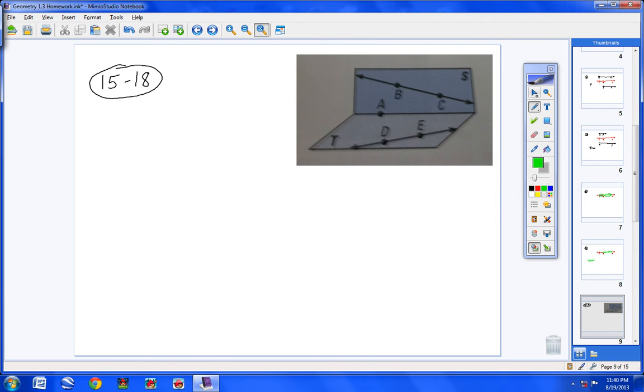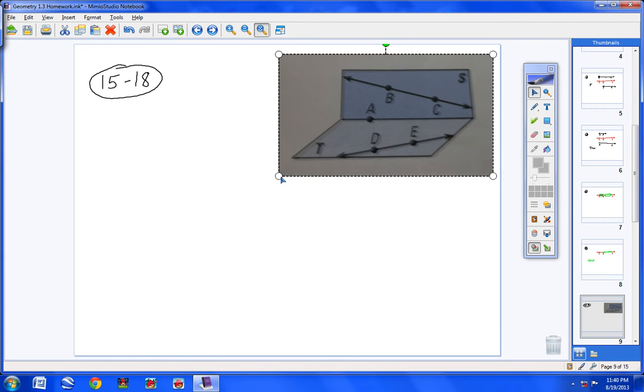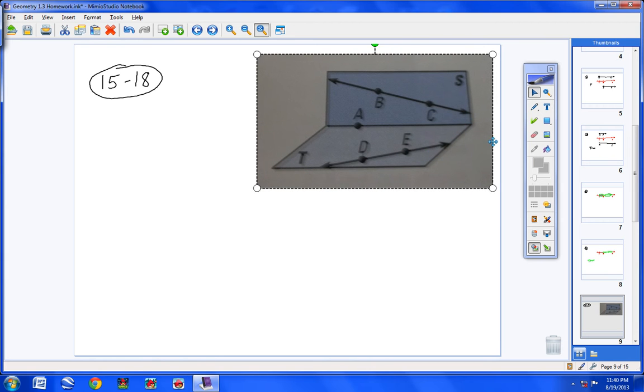Okay, let's take a look now at numbers 15 through 18. So in your book, you should see this diagram here. I'll make it a little bigger so we can see it, hopefully a little better. And now let's take a look at the directions. All right, numbers 15 through 18, use the diagram at the right. Okay, number 15, name 4 points. Okay, well, students, I'm going to circle them for you. Any of these points work. A, B, C, E, or D. Not T and not S. They are not points.